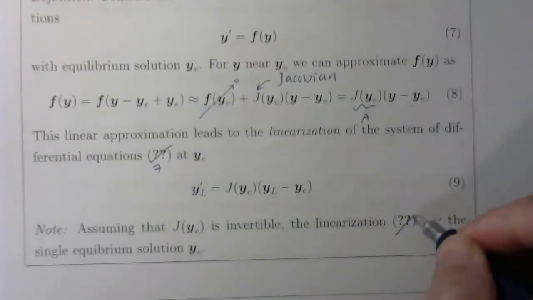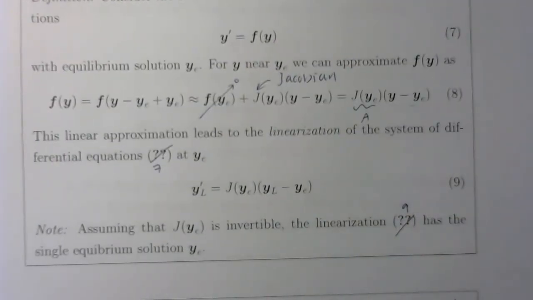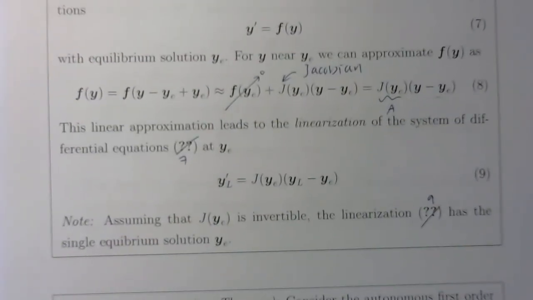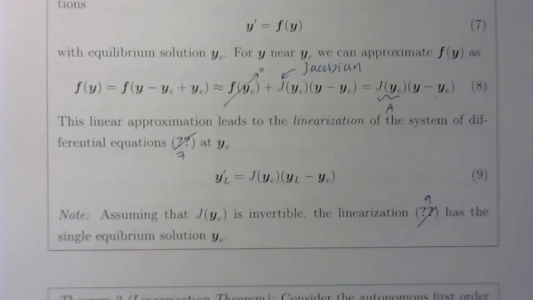And, oh, one more typo. So if we know that J is invertible, if it's not invertible, then this doesn't necessarily work, but if it's invertible, then we have a unique equilibrium. This is what we get from the theory we already built for linear systems.